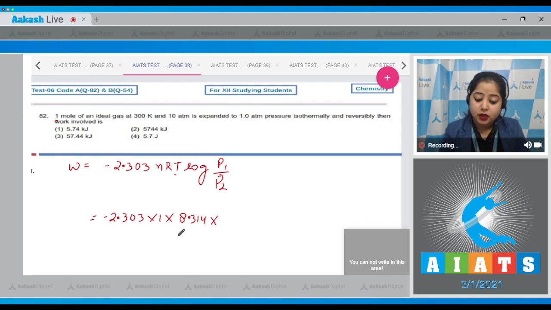First of all, we have to convert the value of R into kilojoules, because we can see that maximum answers are present in kilo. So 10 to the power minus 3 multiplied by temperature, which is 300, log P1 upon P2. P1 here is 10 and P2 is 1. So 10 upon 1, which is 10, and the value of log 10 is 1. So let's multiply the rest of the digits, which is equal to minus 5.74 kilojoules.